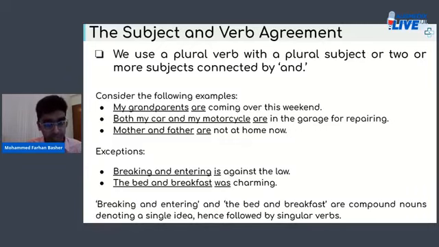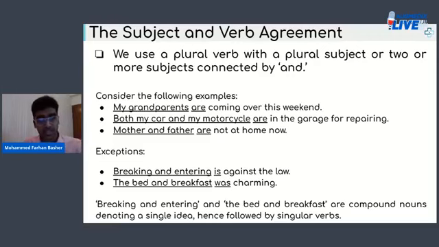So the word parents is plural, but if you want to break it down to mother and father, that's also fine. If you do so, the verb following must also be plural because you're talking about two people here. So mother and father are not at home. But if you were to say only about your father, then you would have to say father is not at home. Or if you wanted to talk about your mother, you would have to say mother is not at home. But if you are talking about both of them together, you say mother and father are not at home, or my parents are not at home right now.